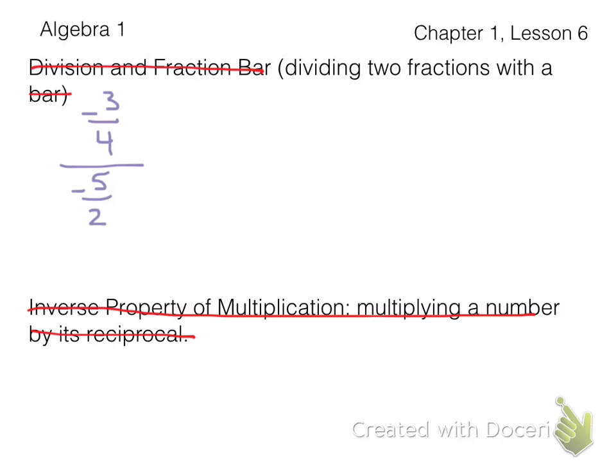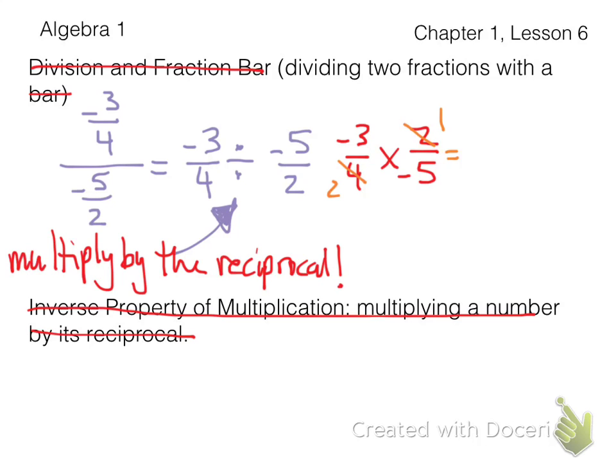Alright, last slide, promise. Now, here's something kind of nasty. We have a fraction over a fraction. But just remember, the fraction bar is just a fancy way of showing division. So you can really rewrite this problem as a division problem: negative 3/4 divided by negative 5 over 2. Well, how do I divide fractions? You're going to multiply by the reciprocal, of course. So the reciprocal of negative 5 over 2 is 2 over negative 5.